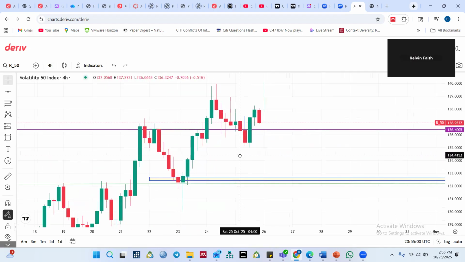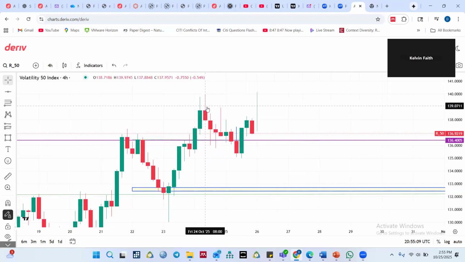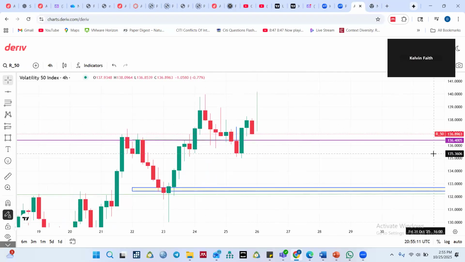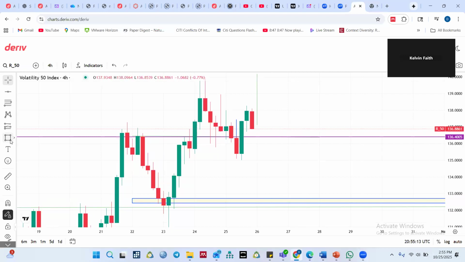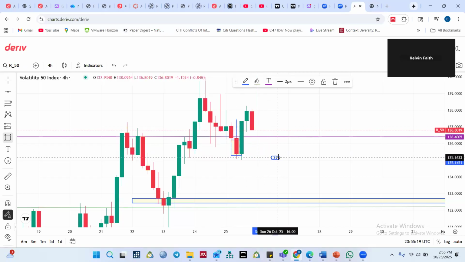On 4-hour, we can see that there's resistance here. We have a close above resistance, which is an indication. We have price coming down and then also closing body below the resistance. Look at this. This bearish close is an indication of selling activity below that line, for sellers to take charge.